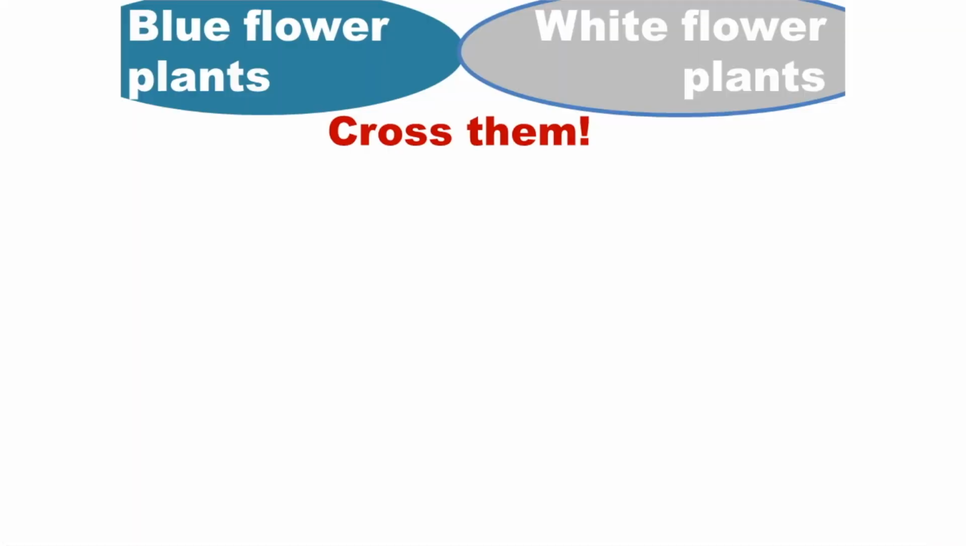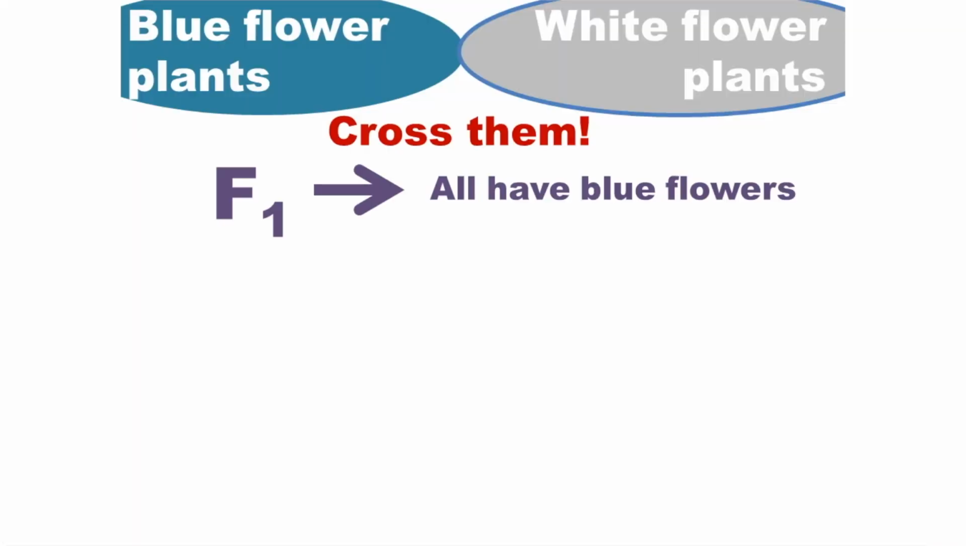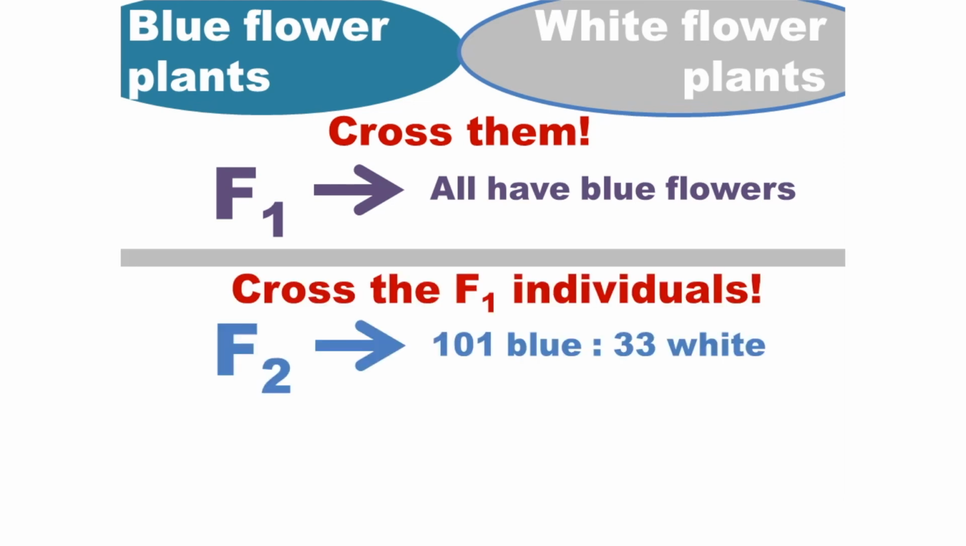So you cross the blue-flowered plants with the white-flowered plants, and you find out that the next generation, we'll call it the F1 generation, all have blue flowers. Okay, we're doing this because we want to figure out the mode of inheritance. You cross all of those F1 individuals, these blue individuals, and now let's say you look at 134 plants, you got 101 blue, 33 white. In that F2 generation, it looks like there are about 3 times as many blue as white.